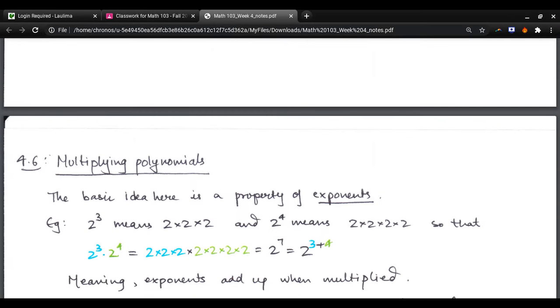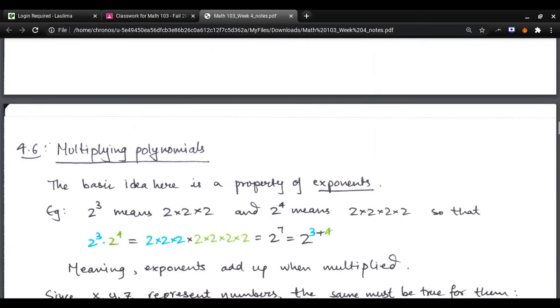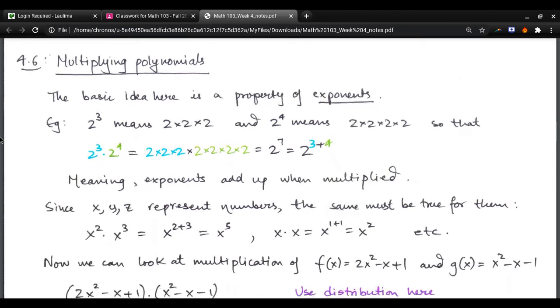Now we've seen addition and subtraction of polynomials. Now let's look at multiplication. The basic idea is the property of exponents, which we can see here with an example. 2 cubed means 2 times 2 times 2, three times, and 2 to the 4 means 2 times 2 times 2 times 2. So 2 cubed times 2 to the 4 would be 2 to the 7, which is 2 to the 3 plus 4. So what we see here is that exponents add up when multiplied.